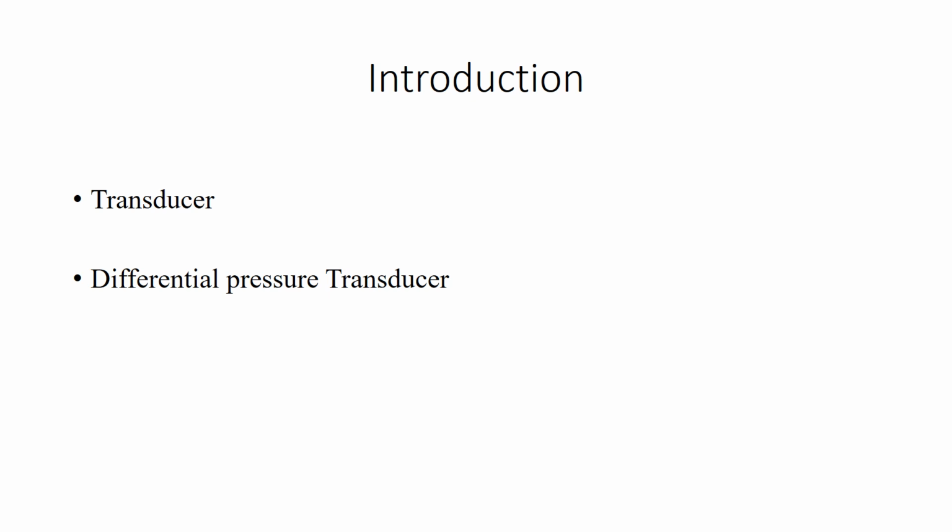That is, it's a sensing device that measures the difference between two pressures, which may be indicated as P1 and P2, and converts it into an electrical signal. From the name itself, we will easily understand this because differential pressure transducer, that means difference in pressure.